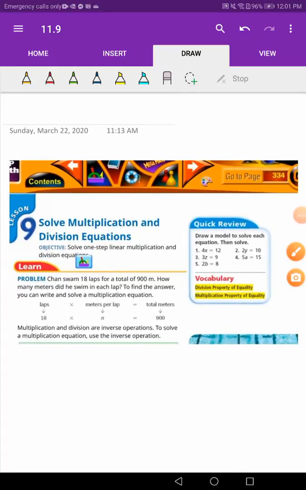Good morning. Today, inshallah, we will move to lesson 11.9 on page 334. Our objective is to solve multiplication and division equations.